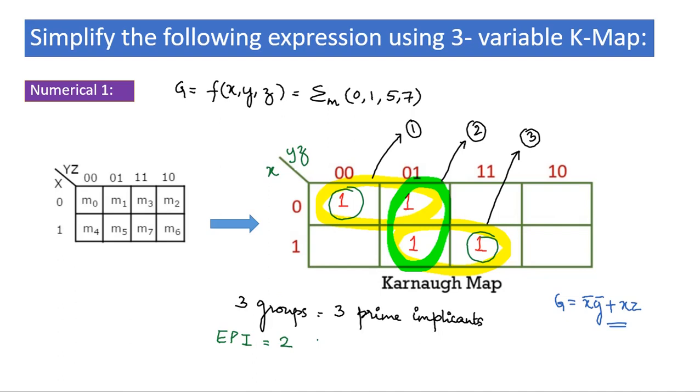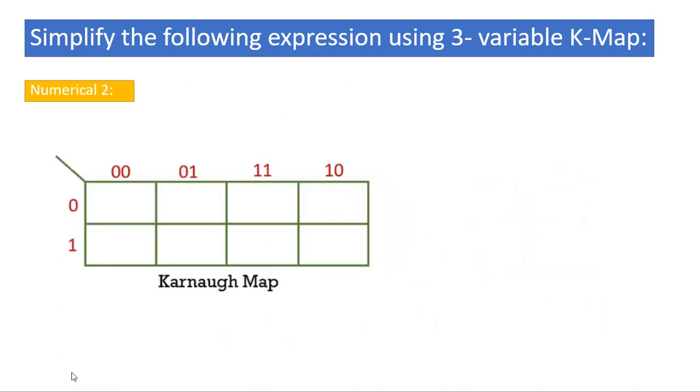Now coming to the next numerical, we have the function which is given by y is equal to summation m 2, 3, 4, 5, 6 and 7. So let me map these numbers. So you have 1 here, 1 here, 100 is 4, 101 is 5, this is here, this is here.